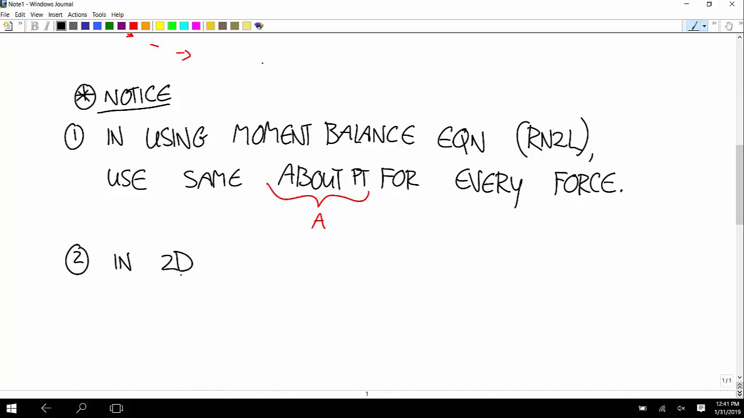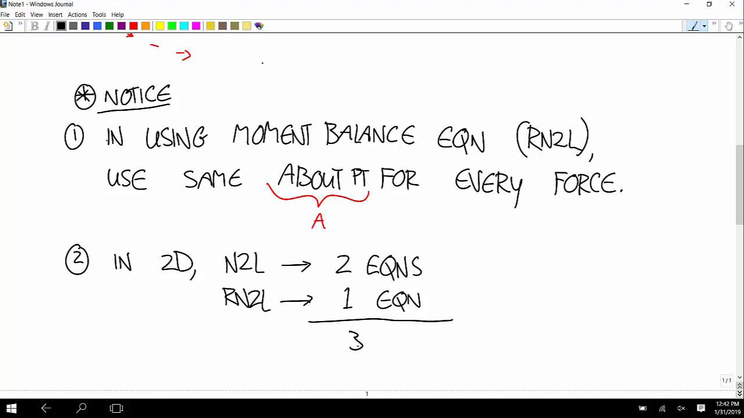In 2D problems, Newton's second law gives two equations. The moment equation, rotational Newton's second law, gives one equation. The reason it only gives one equation is because the only non-zero component of a moment in 2D problems is the z component. And so altogether, you get three equations. So you can solve for three variables.